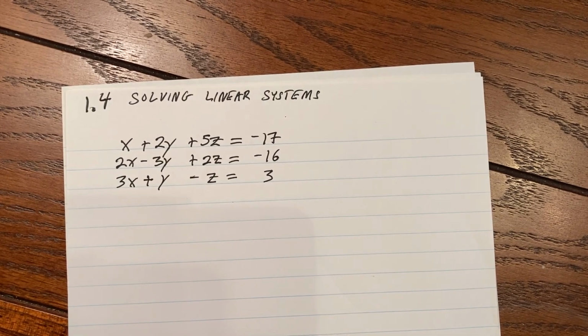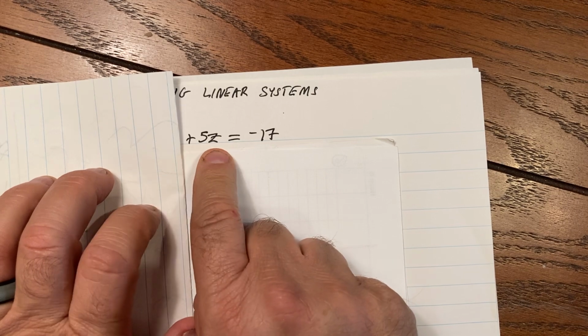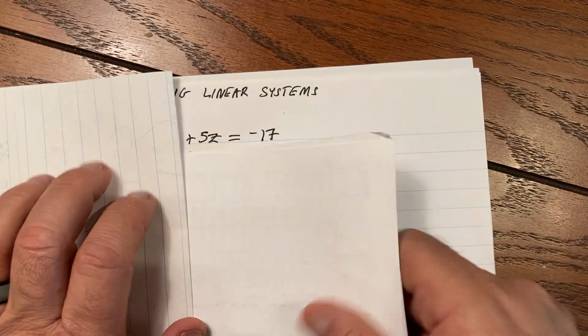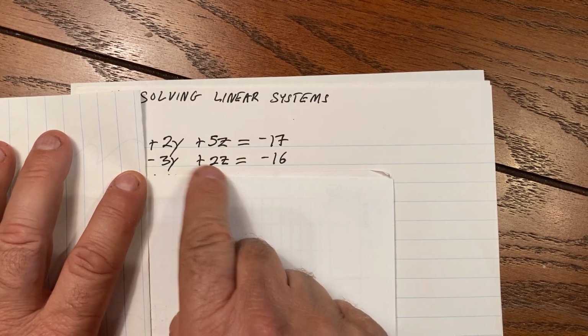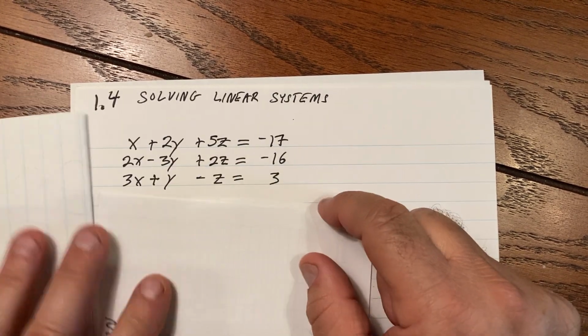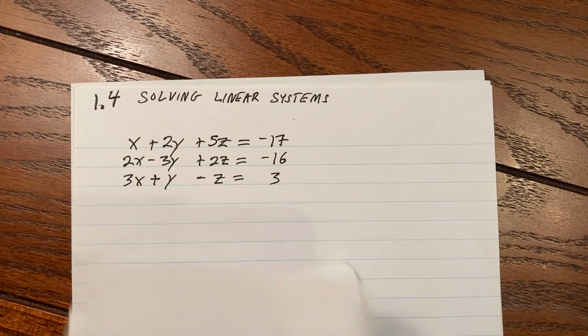So one equation, one unknown would be something like this. You only got one equal sign, you only got one unknown, z. That's one equation, one unknown. This would be two equations and two unknowns. That's 1, 2, 3 equations and 1, 2, 3 unknowns. Okay, this is going to take a little longer.